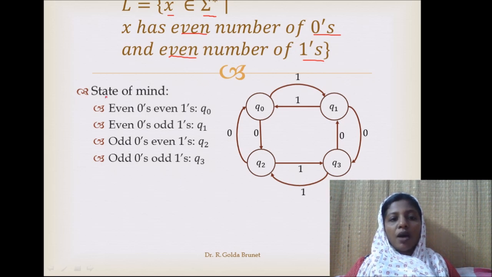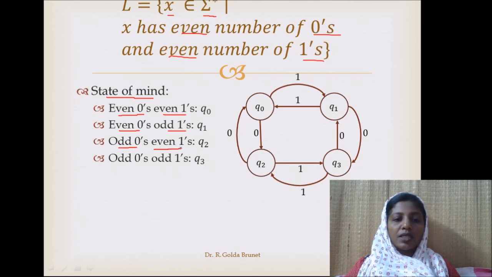So how will our states be? Either I can have an even number of zeros and an even number of ones, or an even number of zeros and an odd number of ones, or an odd number of zeros and an even number of ones, or an odd number of zeros and an odd number of ones. These are the four combinations of even and odd of zeros and ones.